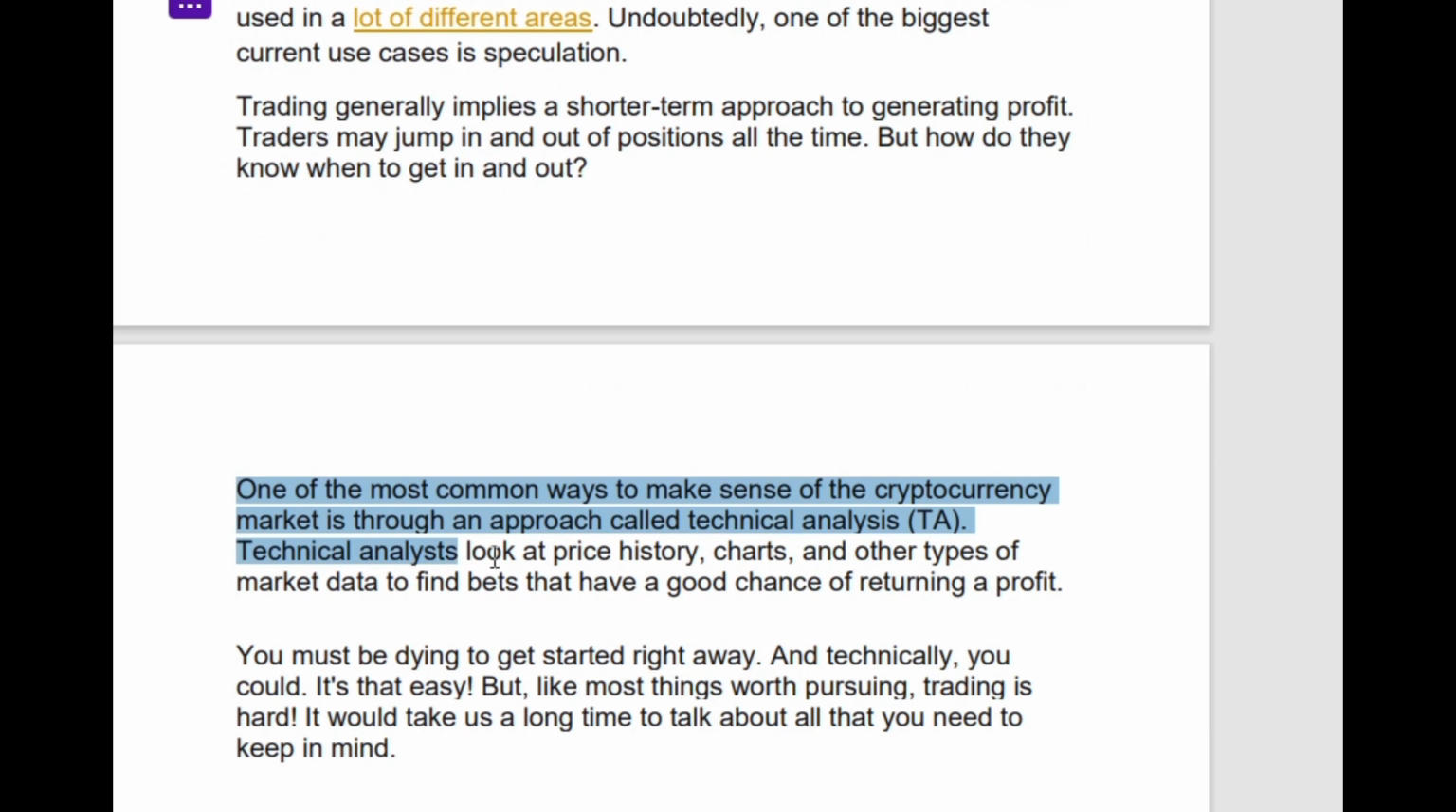One of the most common ways to make crypto sense of the cryptocurrency market is through an approach called technical analysis (TA). Technical analysis looks at price history charts and other types of market data to find bets that have a good chance of returning a profit. It means it tells us how we use cryptocurrencies, how we benefit and return the payments.